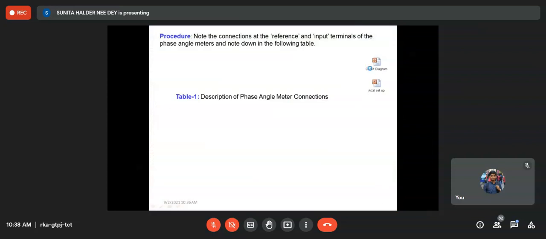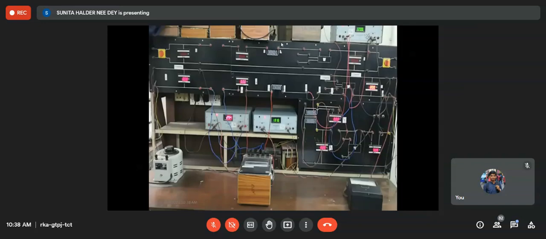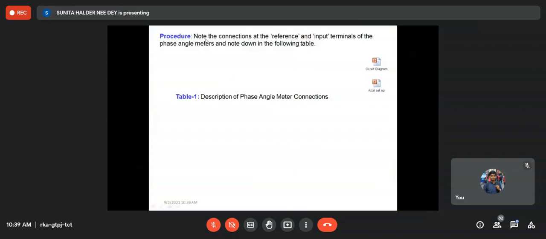These are actually connected in the system, because they are so complicated. If we had to connect them in every lab, it would not be possible. So generally they remain connected, but we have to identify what the phase angle meter input is and what the reference is. That means we have to ensure what the phase angle meter is actually measuring. For that reason, in your instruction sheet, it is written: note the connection at the reference and input terminals of the phase angle meter and note down the following table. Why is it required? Because you must not be complacent about this, since in every case the power transfer will depend on that. So you must check this before starting the experiment. There is a table for the phase angle meter connection in your laboratory instruction book.